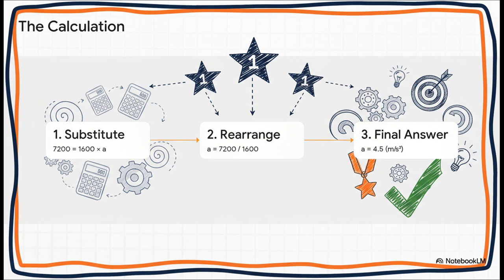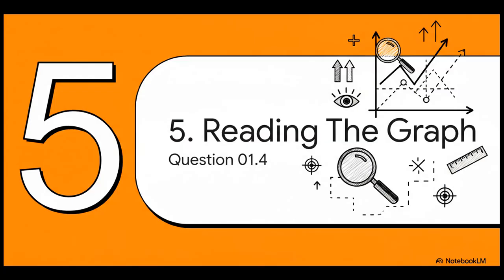You get 1 mark just for putting the numbers into the equation correctly. That's the substitution. You get a second mark for rearranging the equation to solve for A, and that final beautiful third mark is for getting the right answer, 4.5 meters per second squared. And here's the best part. Even if you mess up the final calculation, you can still bag those first 2 marks just for showing your method. Next skill up, getting information from a graph.